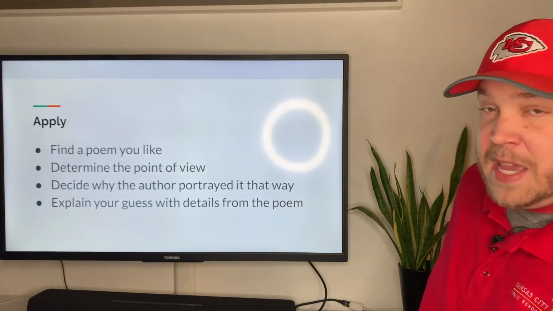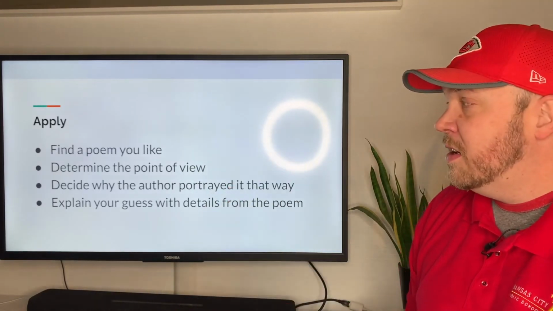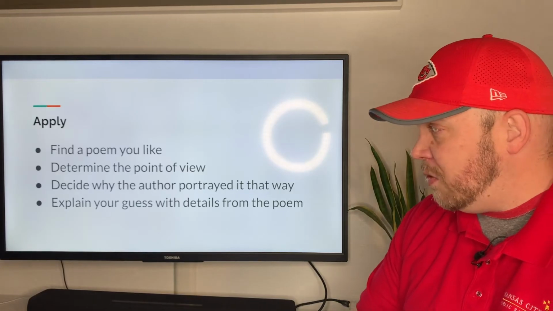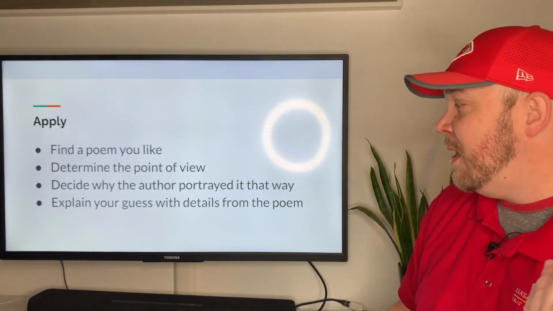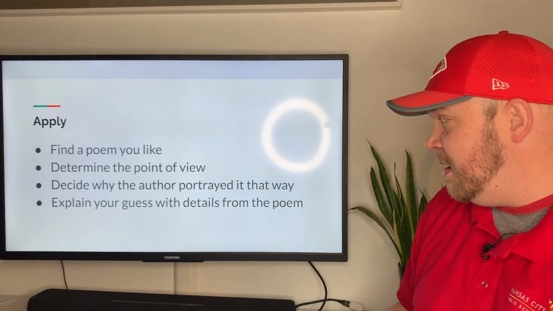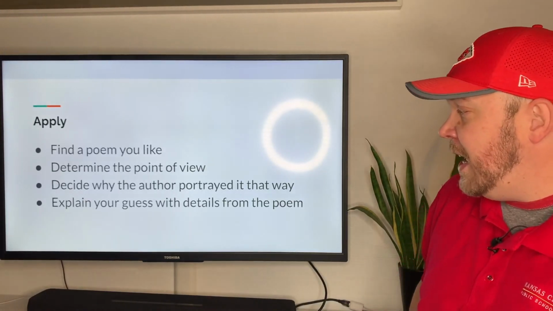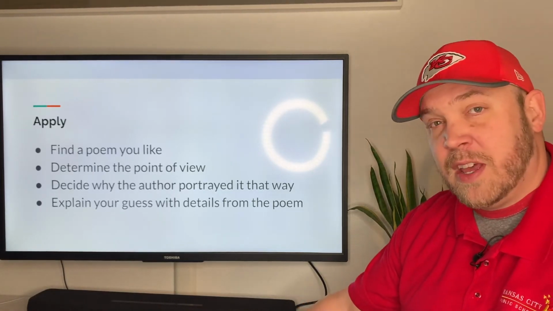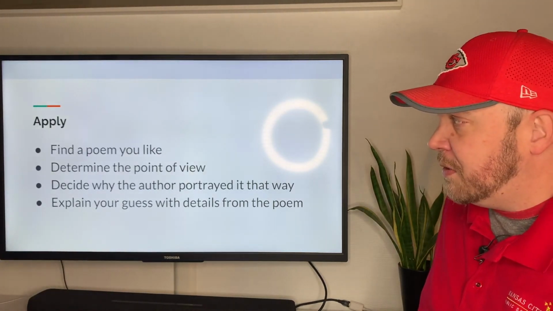Okay, so what you're going to be asked to do is you can go off and find some more poems. You could find this book. You could find some excerpts from it online. But when you find a poem you like, I want you to determine the point of view. I want you to decide why the author perhaps portrayed the story the way that they have. And I want you to explain your guess with some details from the poem, kind of like you've heard us reflect back on today as we read specific poems.